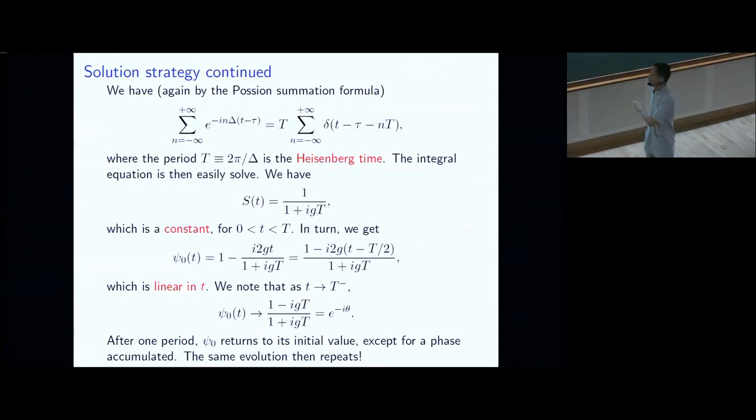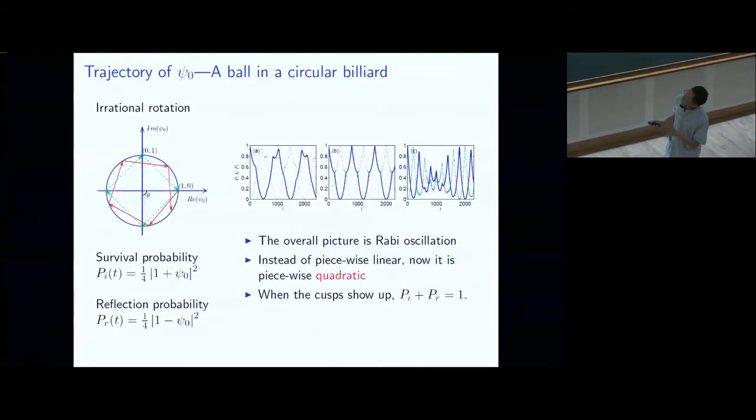So the point is that initially psi naught is 1, and all other psi's are 0. And after a while, psi naught returns to 1 except for a phase, and all other psi's return to 0 again. After that, the system just repeats this process. So here we have the picture of the evolution of the system. Initially, psi naught is located at 1 at this point. Then it travels linearly, at a constant velocity on the complex plane along this line. And when it hits the unit circle, it's reflected elastically.